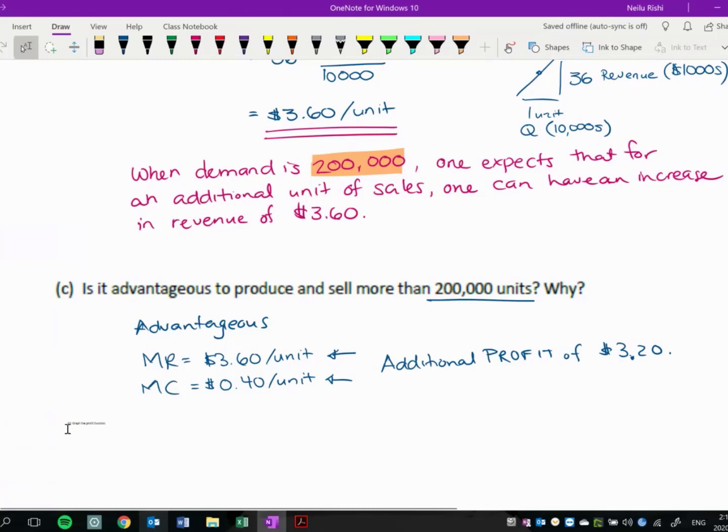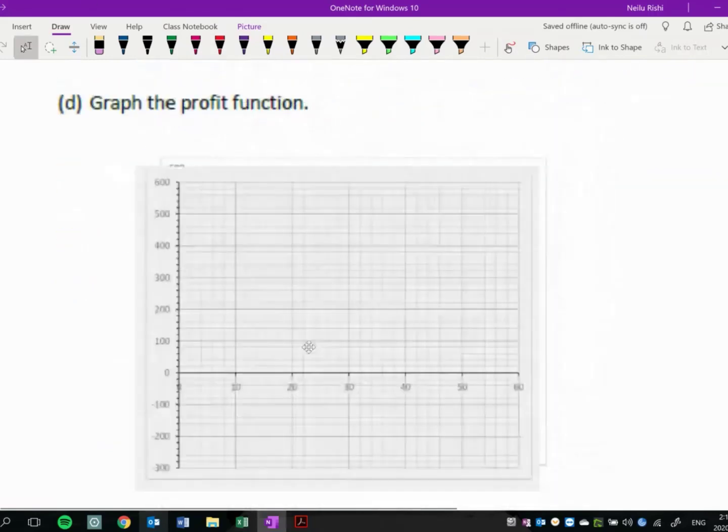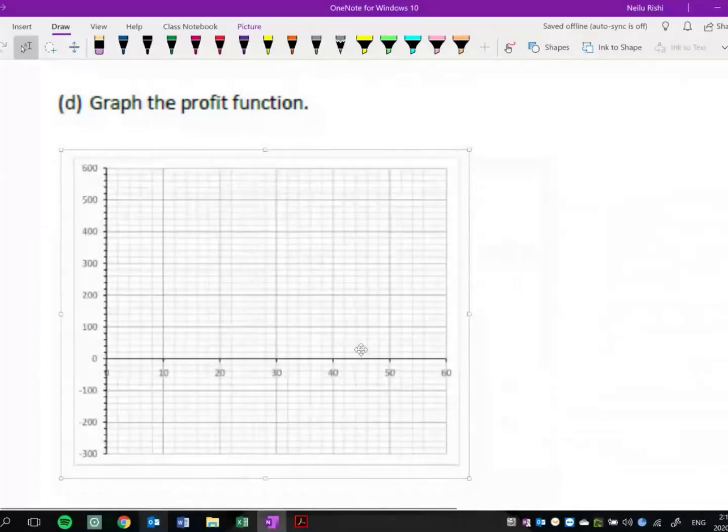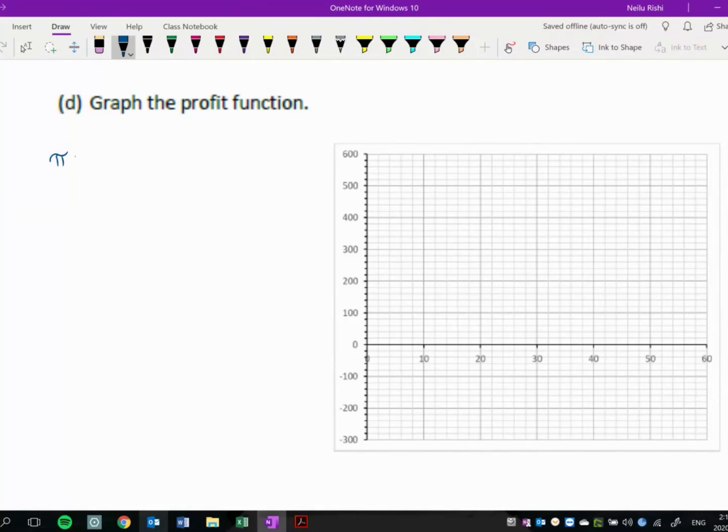Okay, next we're going to graph the profit function. I have some graph paper that I provided in the handout. To graph the profit function, perhaps I should come up with the profit function first. So let's come up with that. Profit is going to be equal to total revenue minus total cost.